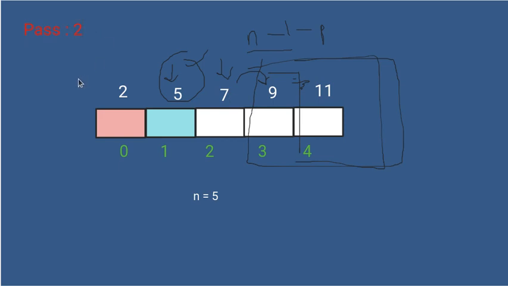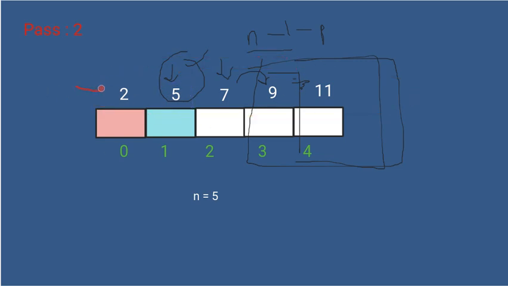So pass 2. We check if the current element is greater than the next element. No, it's not. We will not swap. Is our current element greater than the next element? No, it's not. We will not swap. Okay, and we stop here. Since we had no swap in this pass, we can say that this array is already sorted.